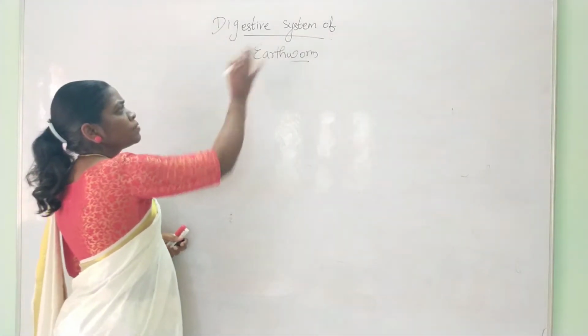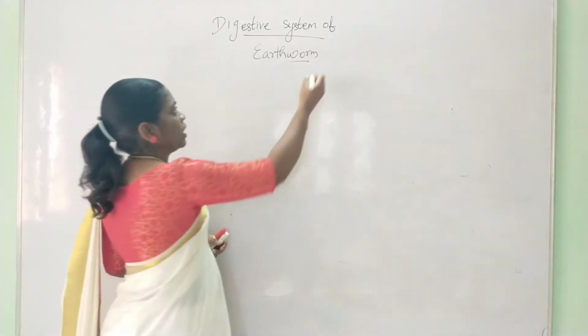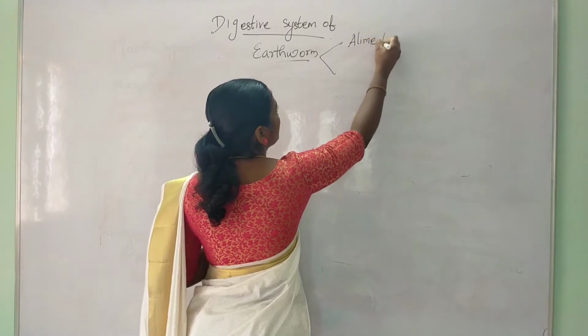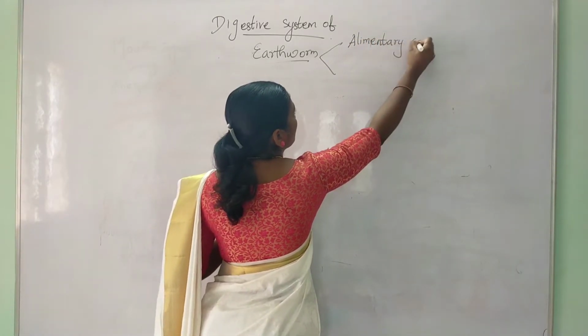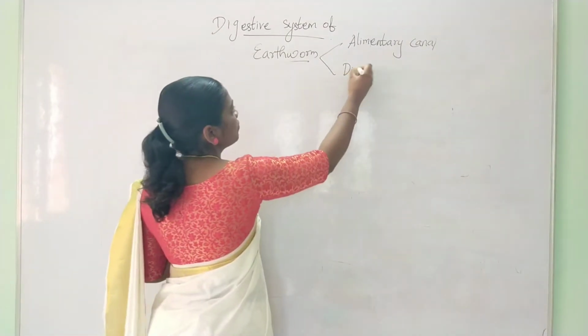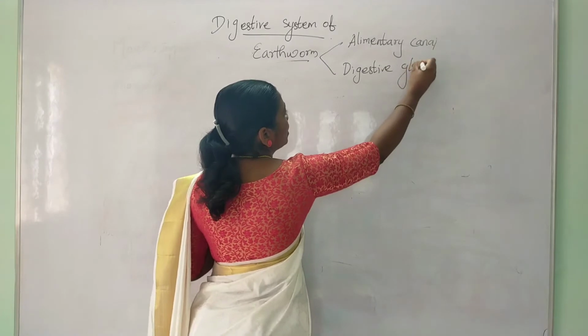The digestive system of earthworm contains two major structures. They are the alimentary canal. The other structure is the digestive glands.